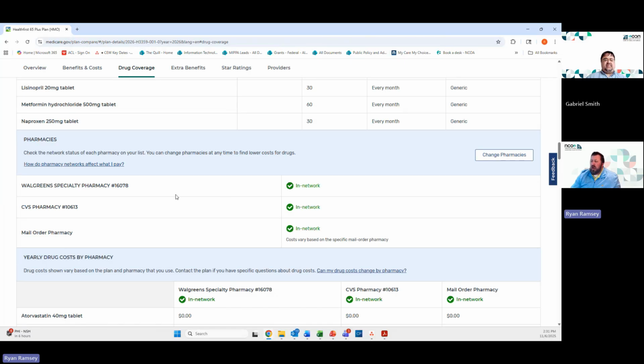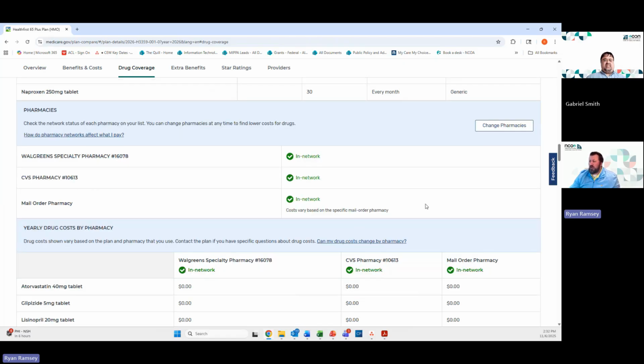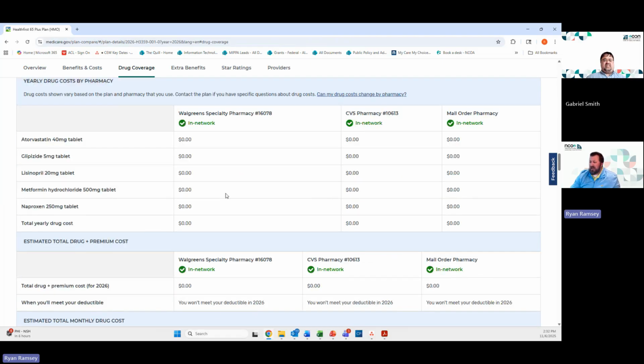It will give you whether the pharmacy is out of network, in network, or in network and preferred. Out of network means you can't go there with this plan and get coverage for these prescriptions. In network means you can go to that pharmacy and get coverage. If it says in network and preferred, that means you could go to that pharmacy and you're going to get the best deal in general at one of those preferred pharmacies. However, all these pharmacies are in network. None of them are preferred pharmacies, but they are all in network, so you can get coverage.